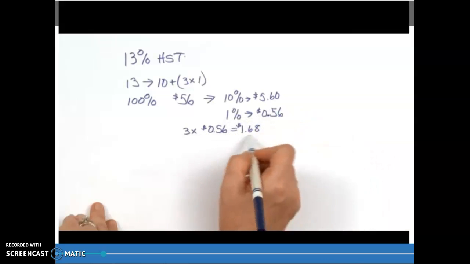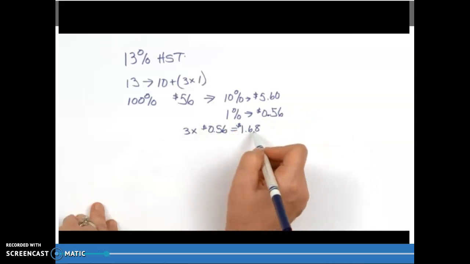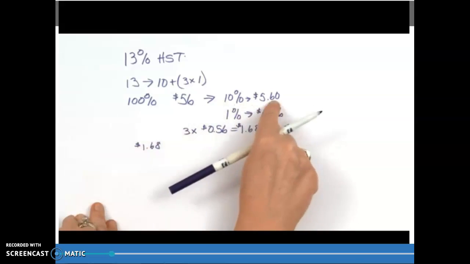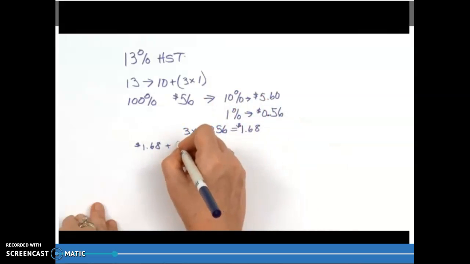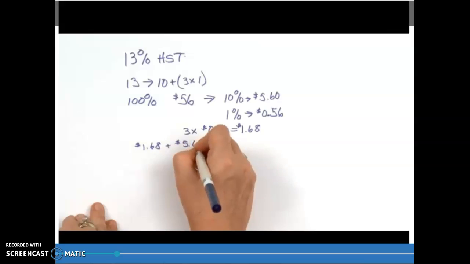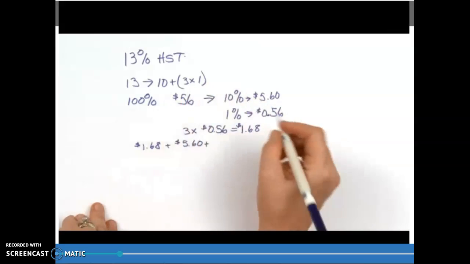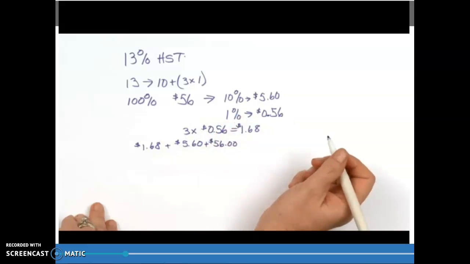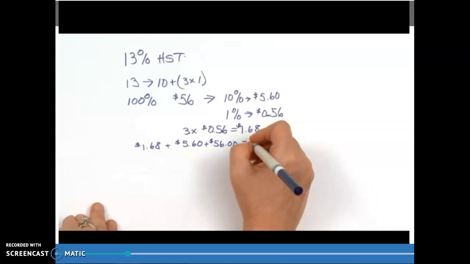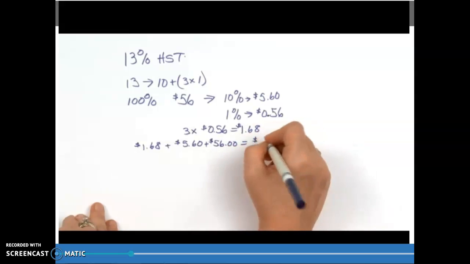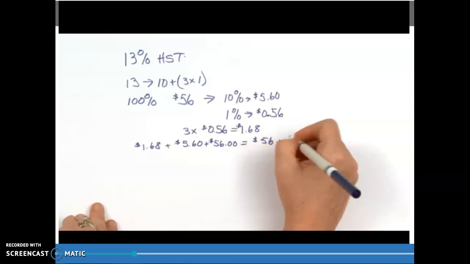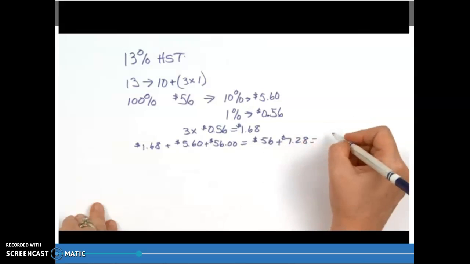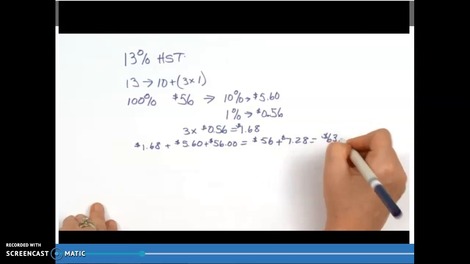So I need to add my 3 times 1%, which is $1.68, my 10%, $5.60, plus my original $56. And this time I'll write it with the cents, giving me a total of $56 plus $7.28, which gives me a total of $63.28.